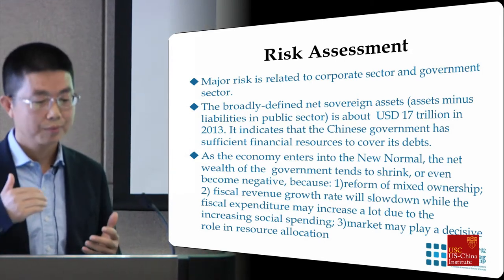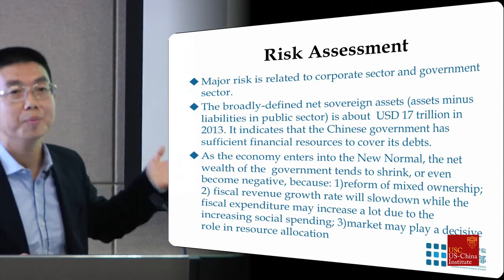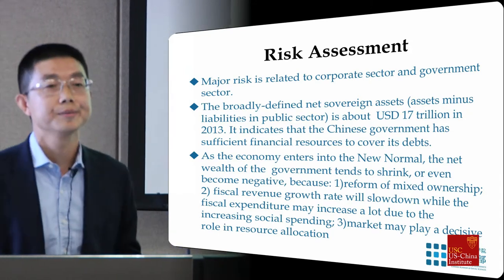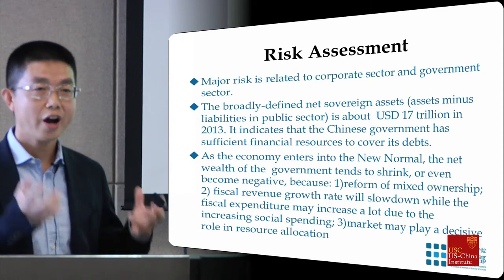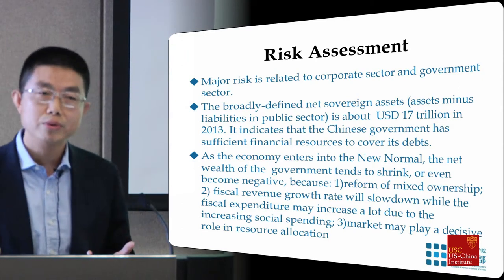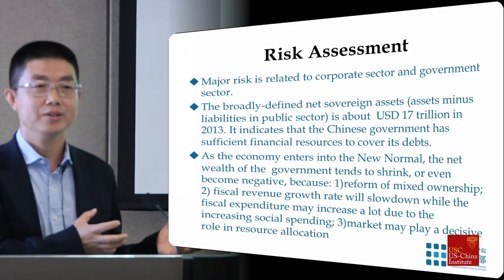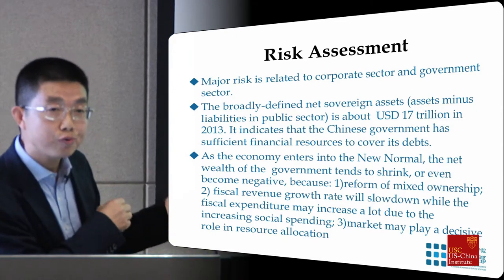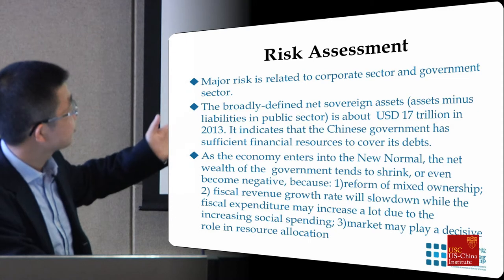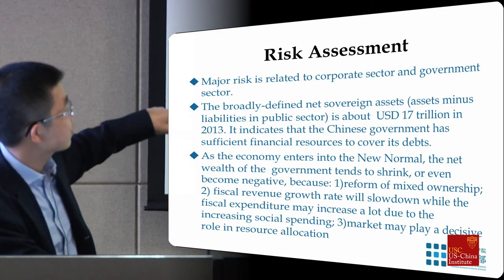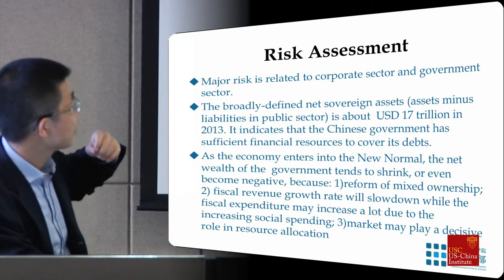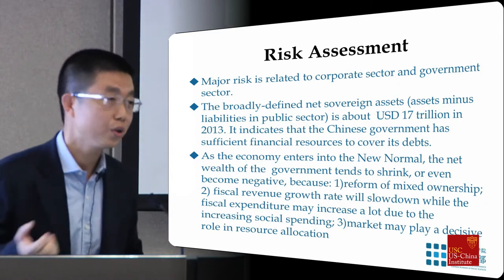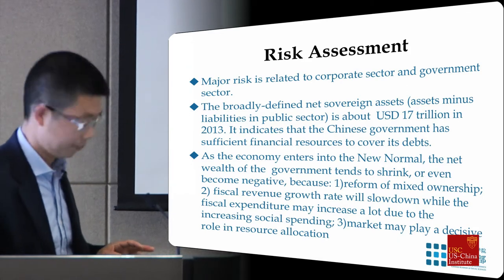Finally, I will say, as the economy enters into the so-called new normal, a very popular word in China now, the net wealth of government tends to shrink. If the government controls so many resources, maybe it's less risky, but it's also very low efficiency. So China's government tried to reform such development pattern, and with the reform of mixed ownership, the fiscal revenue goes down, and their expenditure will increase a lot. For example, with the aging population, China's social security liabilities will become very large.